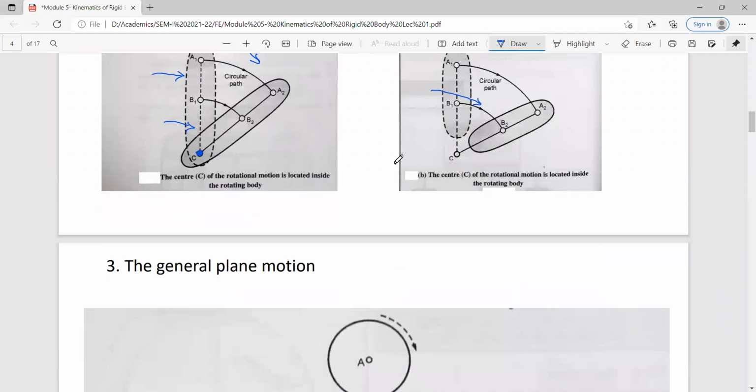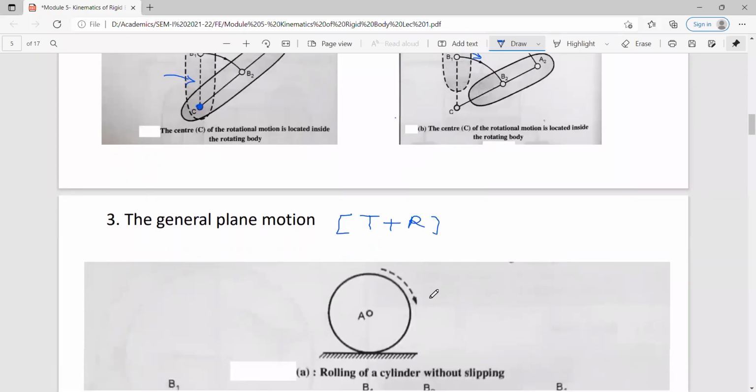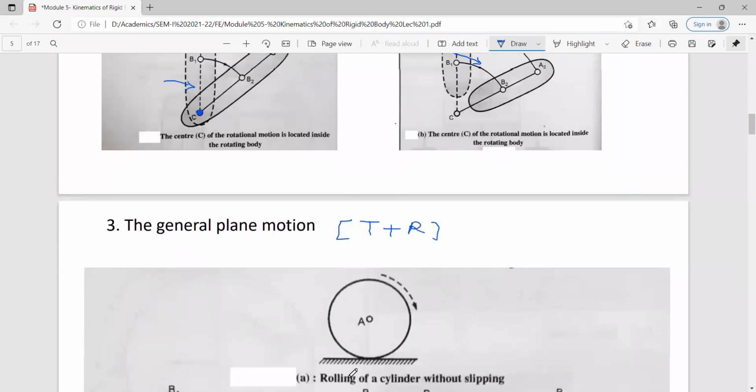General plane motion is the combination of translation plus rotation. If you observe the motion of the body, you will find that the body is getting translated as well as rotated while it is moving from one position to another position. For example, consider the rolling of a cylinder without slipping.